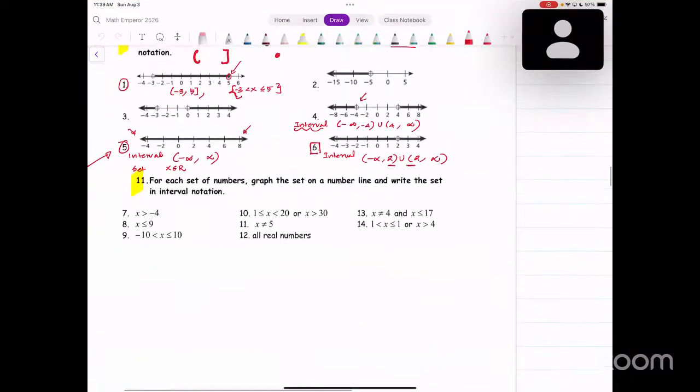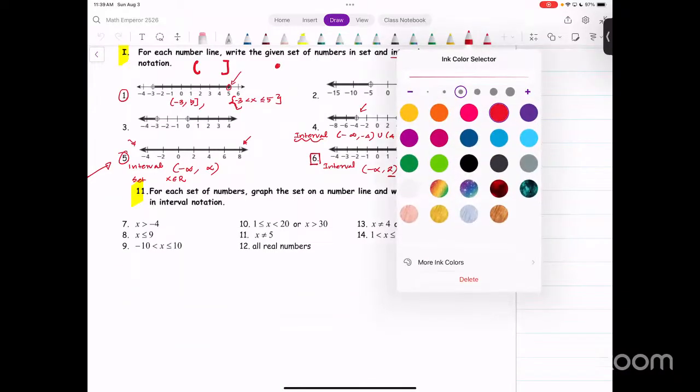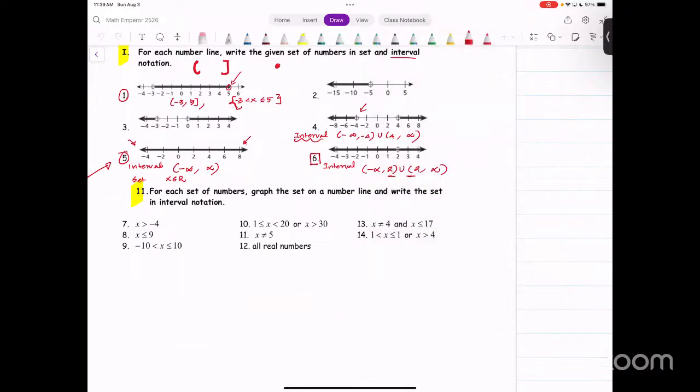For each set of numbers, graph the set on a number line and write the set in interval notation. So the first one, x is greater than -4.